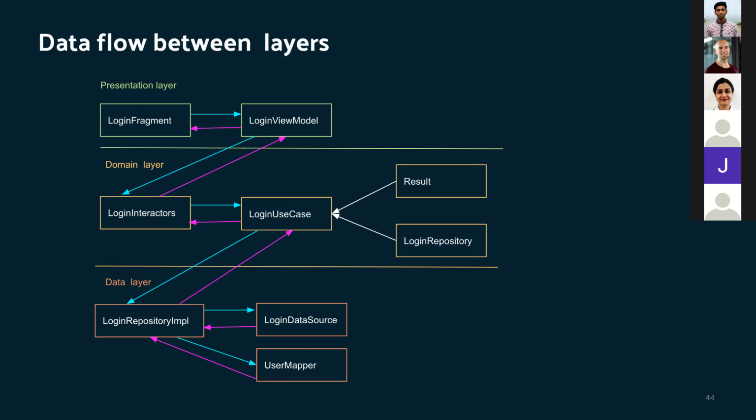So it's worth mentioning that the domain layer is kind of a glue layer between the presentation and data layers. The data layer shouldn't know anything about the presentation layer, and the presentation layer shouldn't know anything about the details of the data layer.